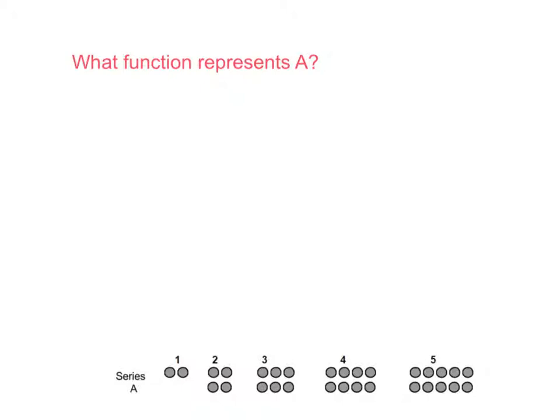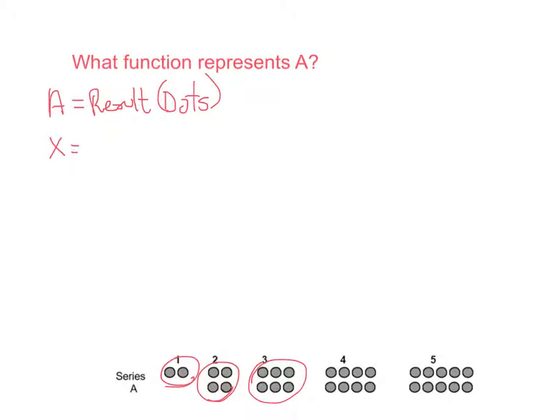Number one, we need to know what does A represent and what is our variable x going to represent. In this case, A is simply our result, or the number of dots in each value. So in this case, I'm just going to say that A represents the result, or in this case, the dots. X, on the other hand, has to represent our independent variable, the thing we get to pick. Whereas the number of dots is a result of the equation, x is what we get to choose.